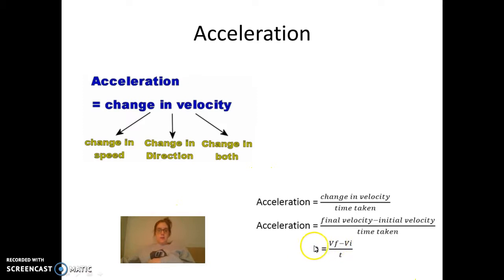Asking you to calculate acceleration just means plugging numbers into the formula. Final velocity always goes first, minus initial, divided by the time that's taken. If you are slowing down, your final velocity should be less than your initial, so your answer needs to be negative. You cannot have a negative time. Be very careful about that.